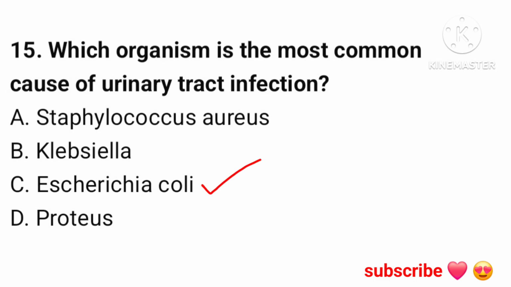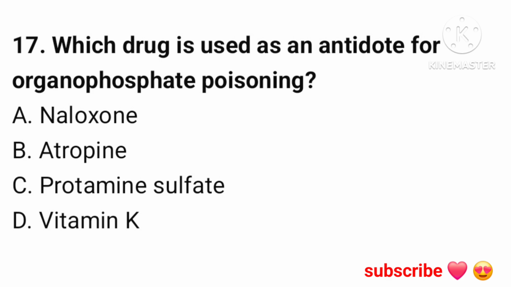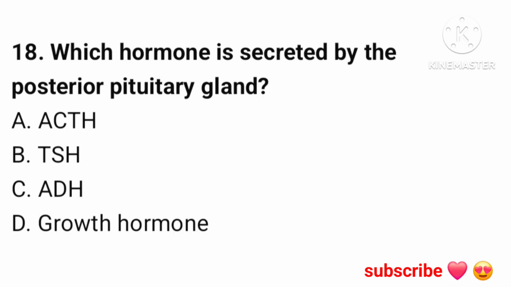Correct option is C. Which finding differentiates asthma from chronic obstructive pulmonary disease? Correct option is C. Which drug is used as an antidote for organophosphate poisoning? Correct option is B. Which hormone is secreted by the posterior pituitary gland?